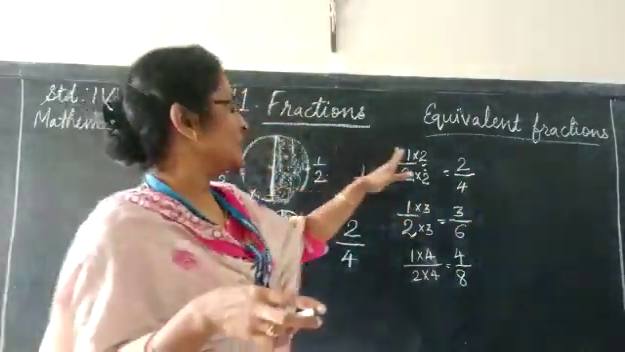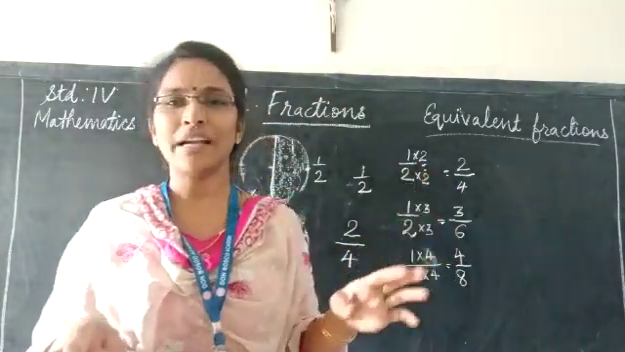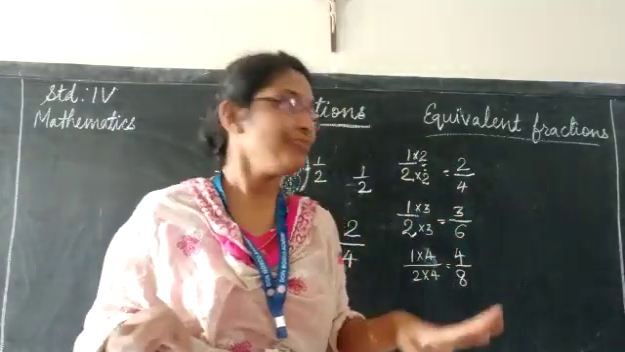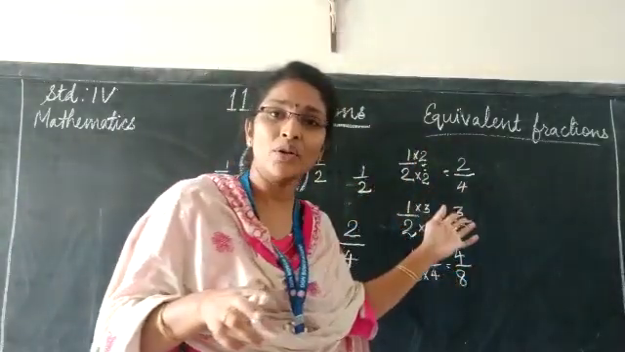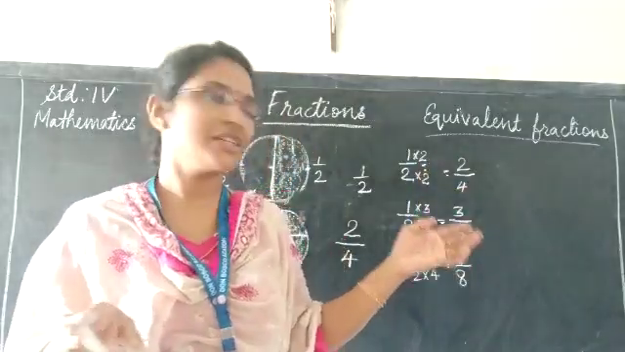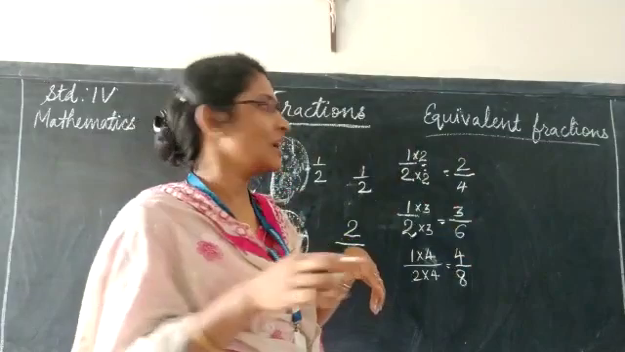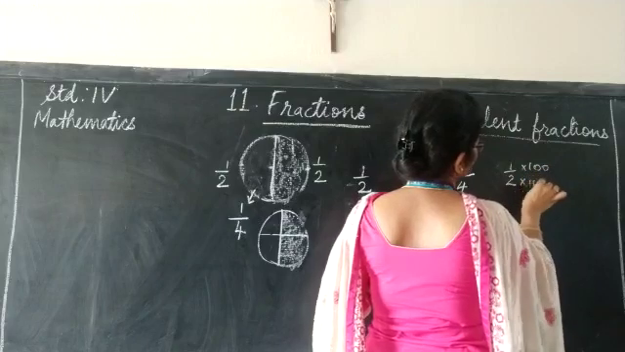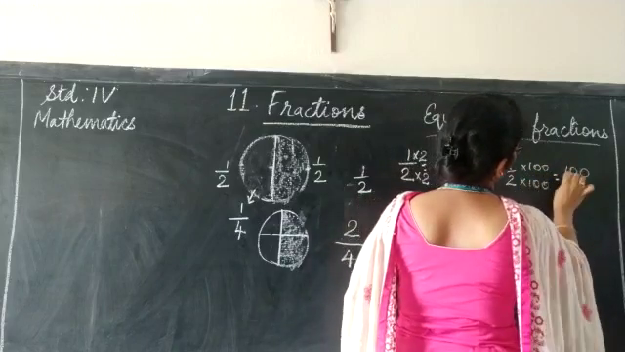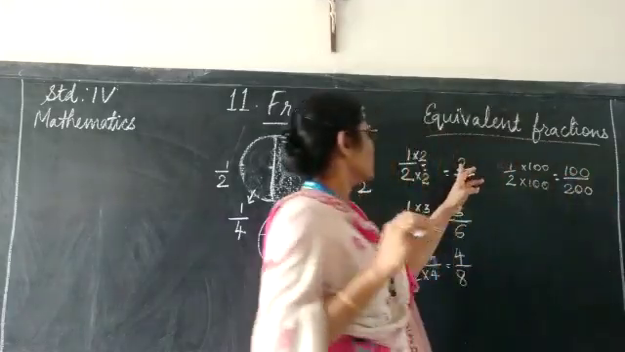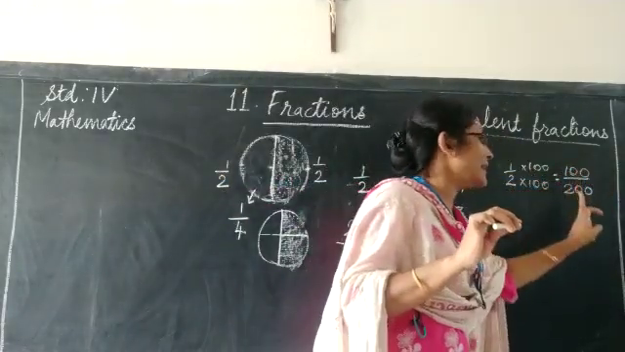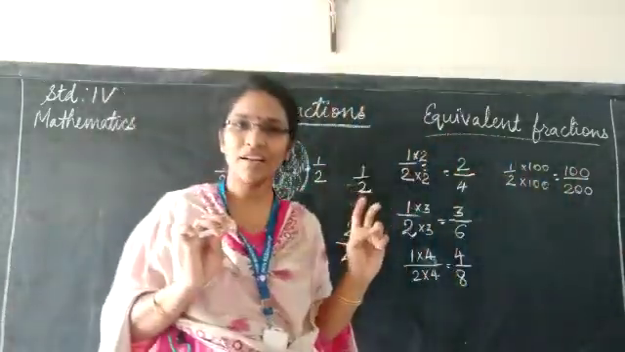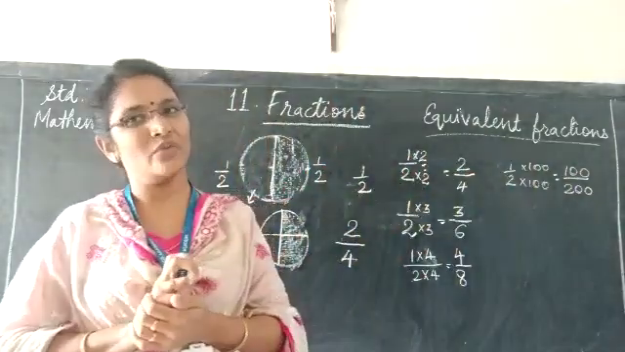Okay? For finding the equivalent fractions, what we have to do? We have to multiply the numerator and denominator with the same number. If we multiply them with 100 also, we will get the equivalent fractions for the same number. Okay? For example, 1 by 2 multiplied by 100. Both the sides we can multiply with 100, means 100 by 200, and 2 by 4 and 1 by 100 by 200. Both of them are having the same value, but the fractions are different. These kind of fractions are called equivalent fractions.